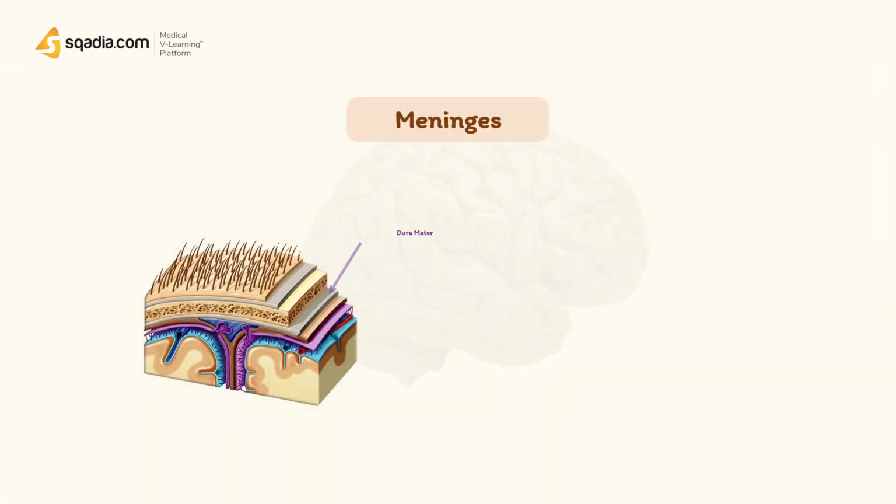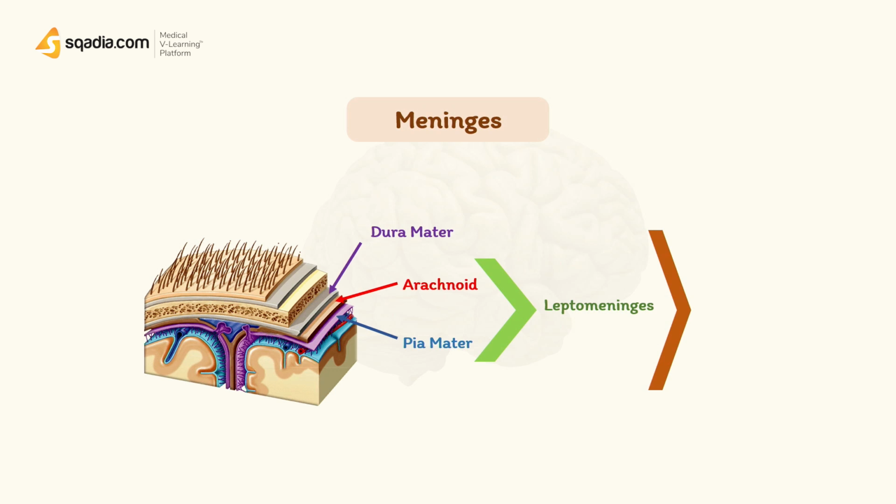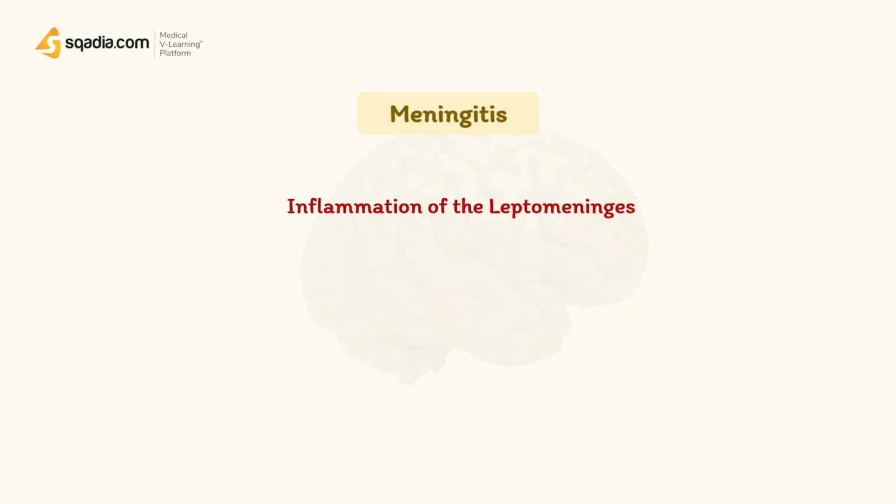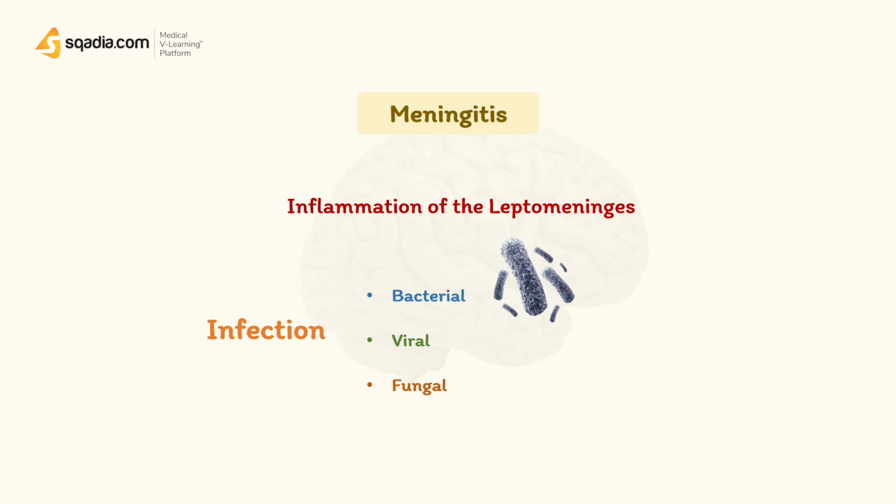The dura mater lies beneath the skull, and beneath the dura mater, we have the arachnoid mater and the pia mater. The arachnoid and the pia mater are both called leptomeninges. All three layers are collectively called the meninges. Now, meningitis is the inflammation of the leptomeninges, which again refer to the arachnoid and pia mater. This is usually caused by an infection, so the cause can be bacterial, viral, or even fungal.